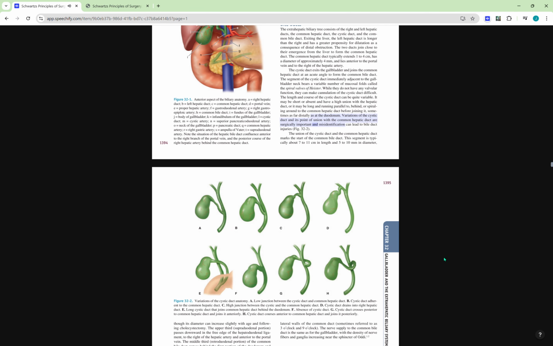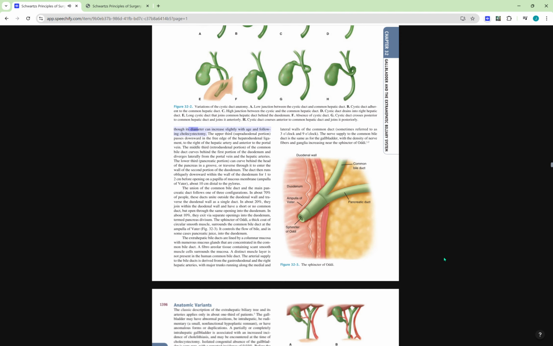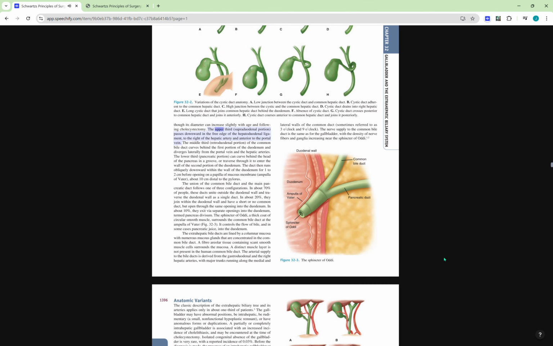The union of the cystic duct and the common hepatic duct marks the start of the common bile duct. This segment is typically about 7 to 11 centimeters in length and 5 to 10 millimeters in diameter, though its diameter can increase slightly with age and following cholecystectomy. The upper third passes downward in the free edge of the hepatoduodenal ligament, to the right of the hepatic artery and anterior to the portal vein.